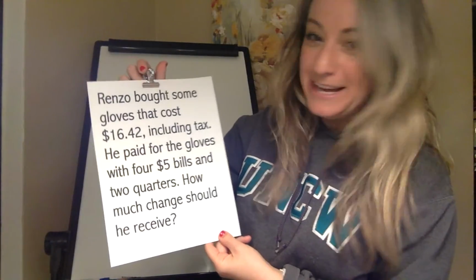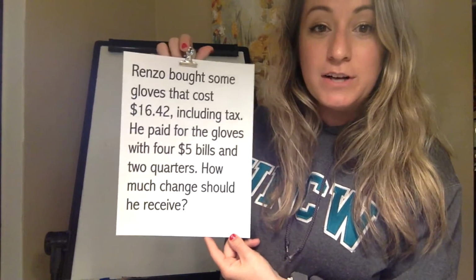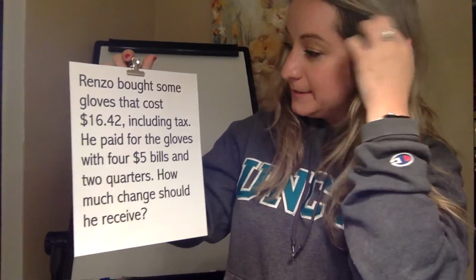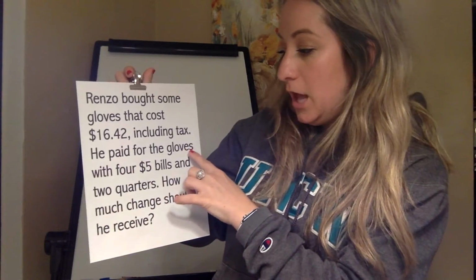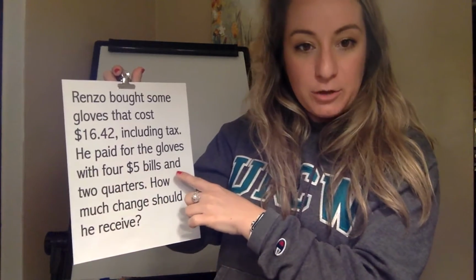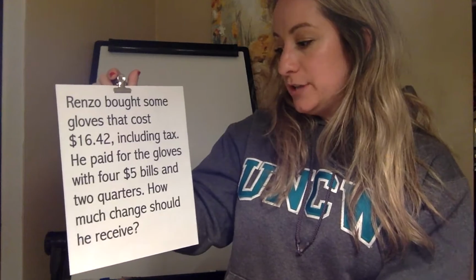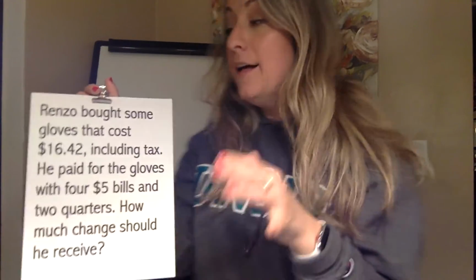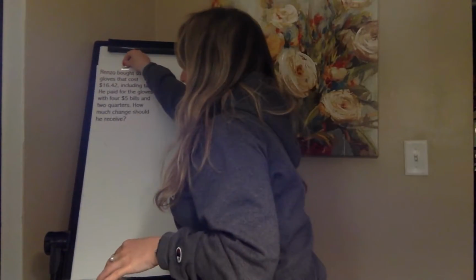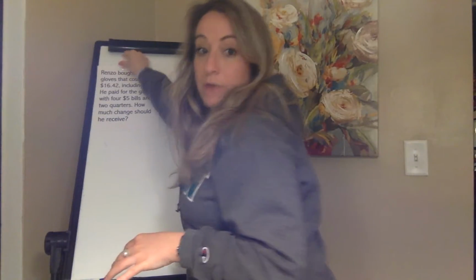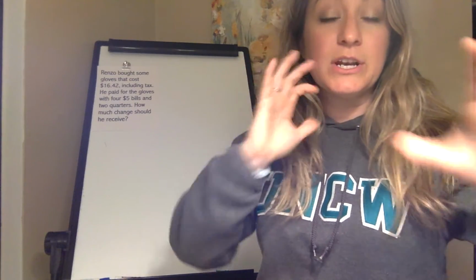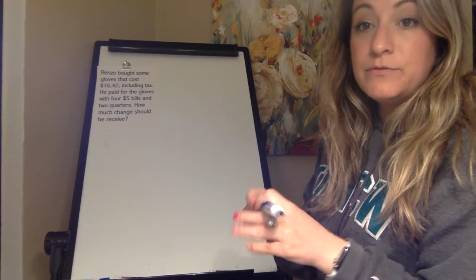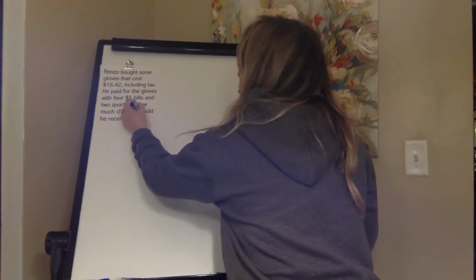Our next problem says, Renzo bought some gloves that cost $16.42, including the tax. So he paid for the gloves with 4 $5 bills and 2 quarters. How much change should he receive? So I'm going to do the same exact thing that we did just a minute ago, okay? I first want to make a list of everything that I know so that I can break down my steps of what I need to do. I know I am solving to find out how much change he should receive.